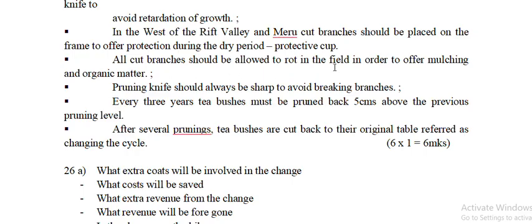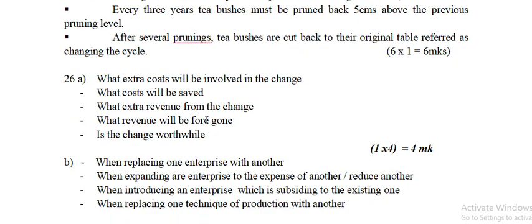Then pruning knife should always be sharp to avoid breaking branches. Then every 3 years, tea bushes must be pruned back 5 centimeters above the previous pruning level. And after several prunings, tea bushes are cut back to the original table, referred to as changing the cycle.